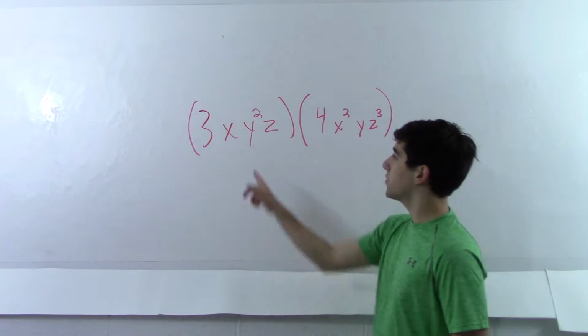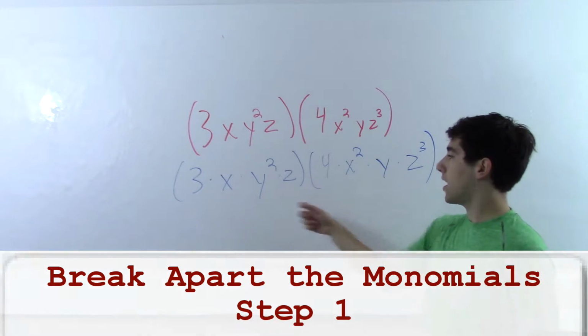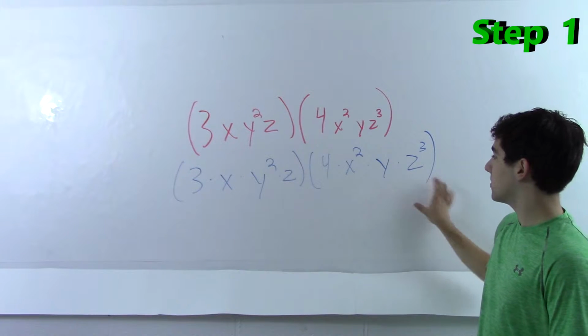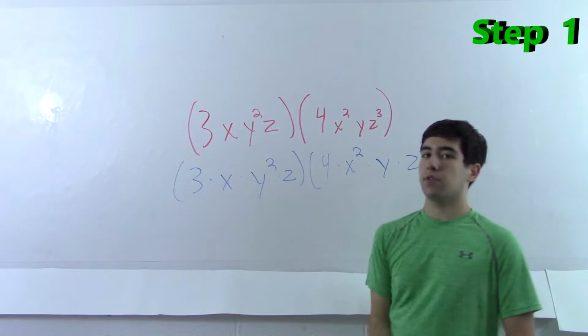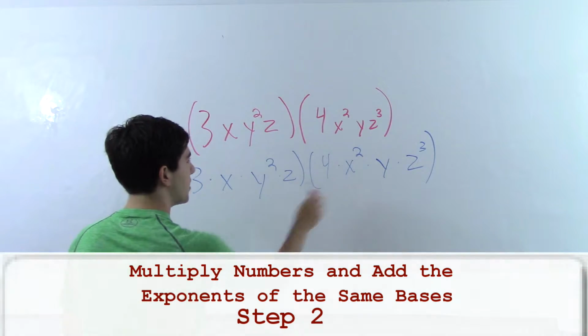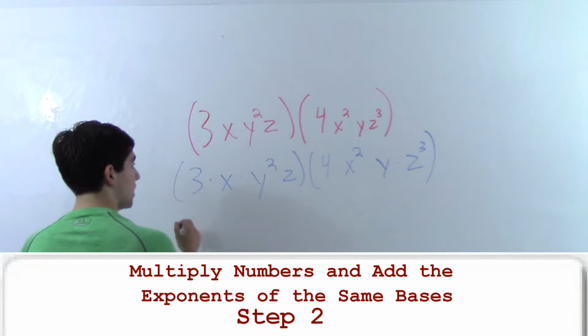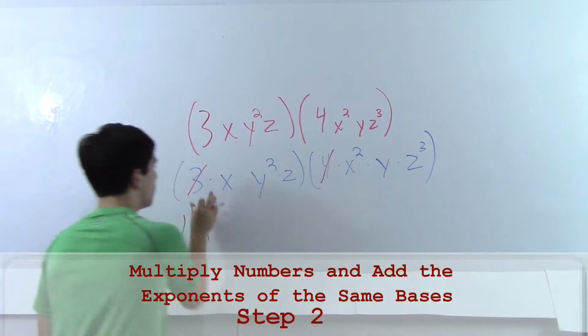Here we have two monomials multiplied by each other. The first step is to break apart your monomial. I like to do it like this because it makes it easy to see all my variables and numbers. Our next step is to find any numbers. Here we have 3 and 4. 3 times 4 is 12. Move on to your next.